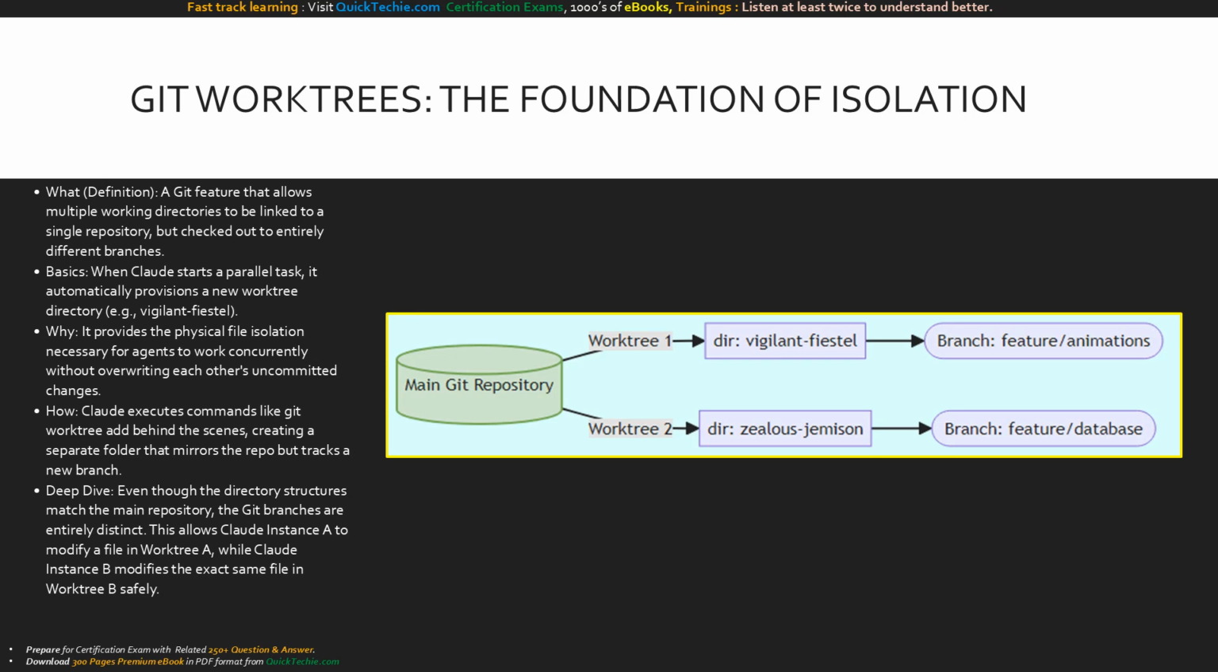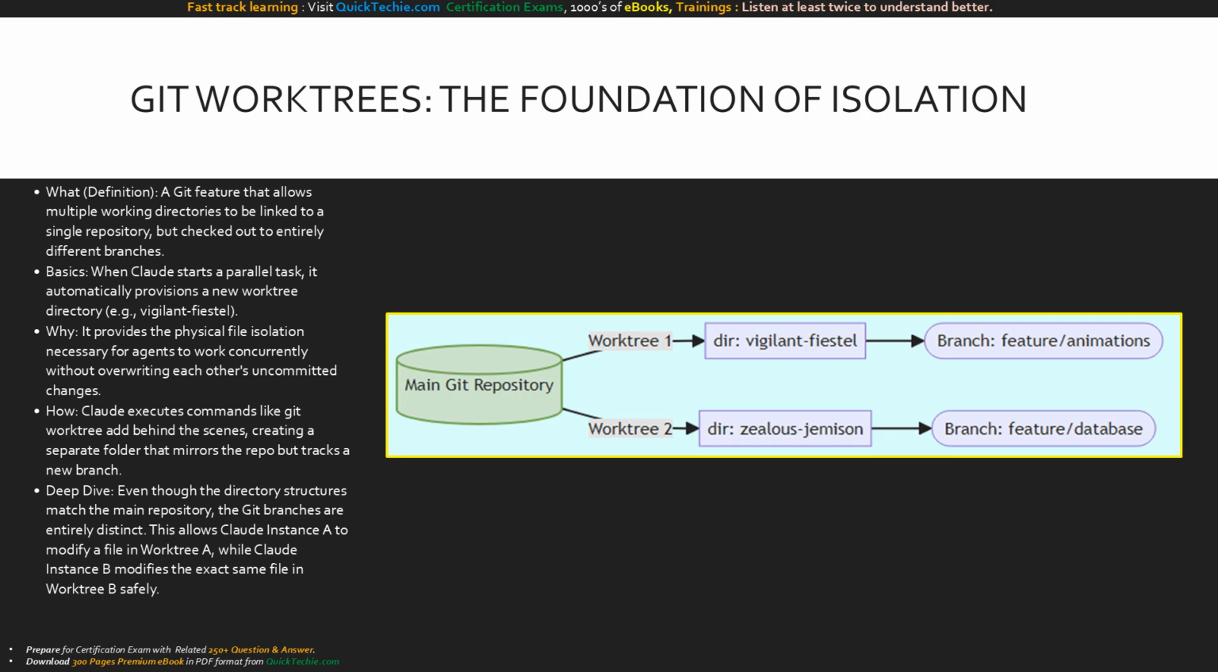So, how do we keep these agents from stepping on each other's toes? The answer is Git work trees. What are they? Work trees allow you to have multiple working directories tied to one central repository, but each directory is checked out to a totally different branch. The basics are handled automatically by Claude Code. When you give an agent a parallel task, it spins up a new work tree. Why is this essential? Because it isolates the agent's file modifications.